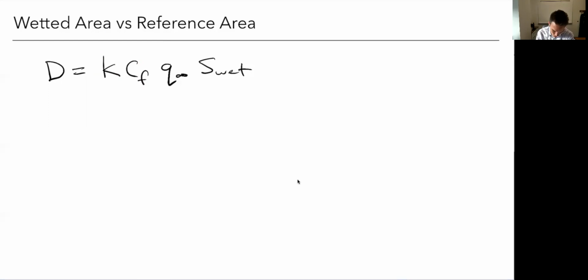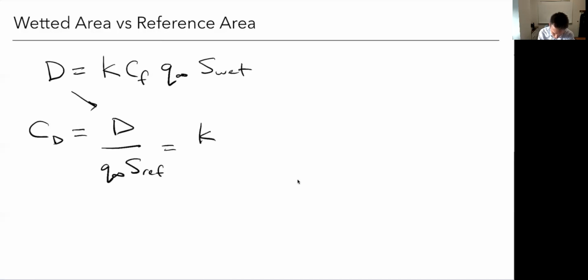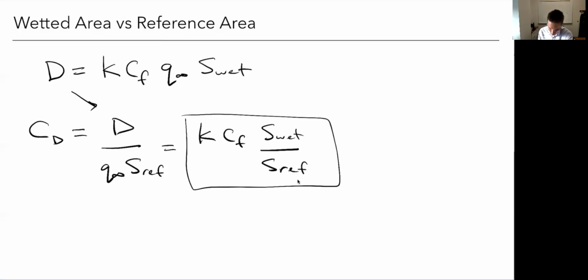We also are going to want to non-dimensionalize this. Our drag coefficient, remember the definition, this is just from last time, is the drag divided by the dynamic pressure times the reference area. So if I plug that in, I would get K times CF, and the dynamic pressures would cancel out, and I get S wet over S ref. Okay, so this is a formula for our drag coefficient.